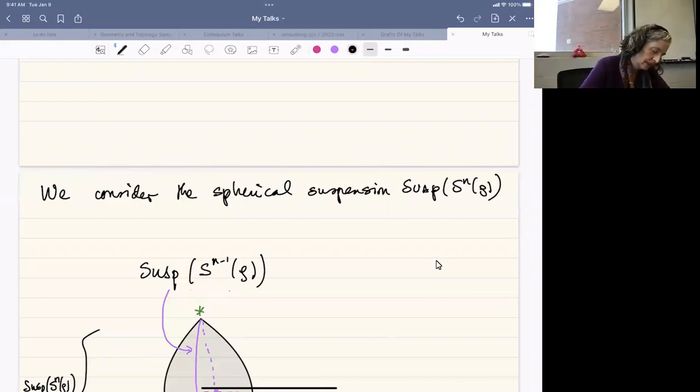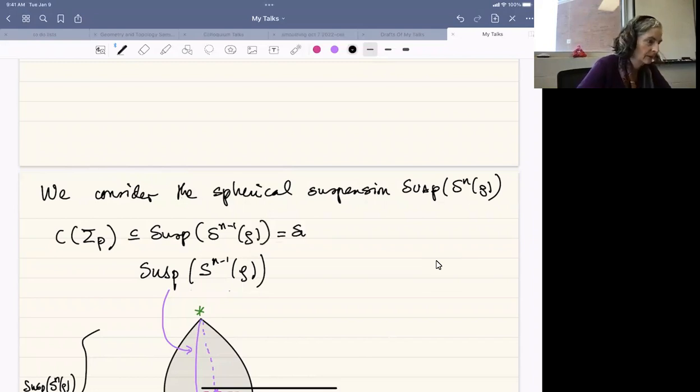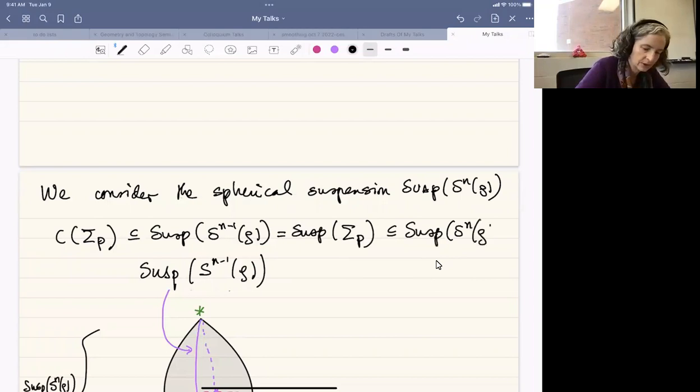And the point here is that the cone of the space of directions is contained in the suspension of S^{n-1} of rho. Oh, sorry, I meant to write, well, that's equal to the suspension of the space of directions. I should have swapped those inclusions. And this is actually contained in the suspension of this larger sphere that I want to look at, basically because it makes it a little bit easier to deal with.